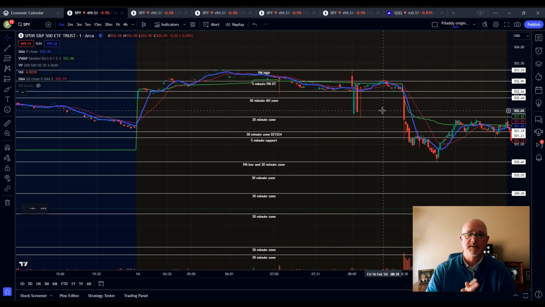So the higher the time frame. It can be a 30-minute, you can use 15-minute zones, you can use 5-minute double tops and double bottoms throughout the day, as you will see on the chart, that we use as different levels of support and resistance.